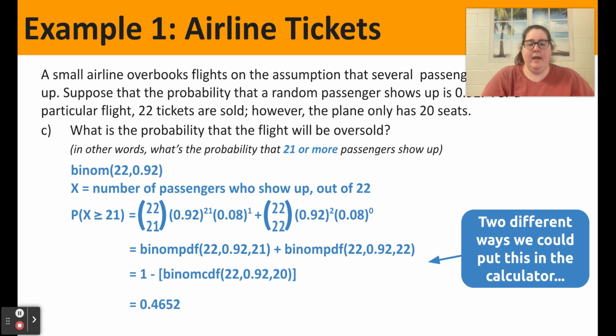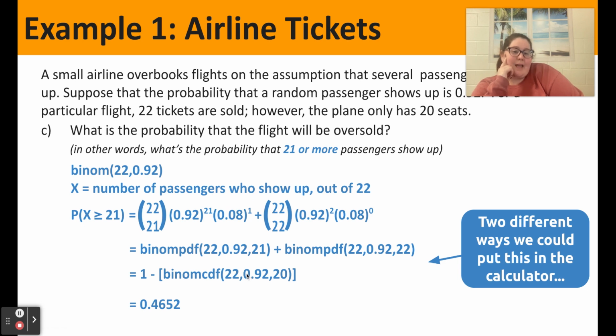Right? Either way, I end up with about 0.46. Again, if I did Binom PDF for both 21 and 22, so if I did 22, 0.92, 21, plus Binom PDF for 22, just change the X value to 22, right? And add those together, I get the same answer. So it doesn't matter on this one which way you do it.